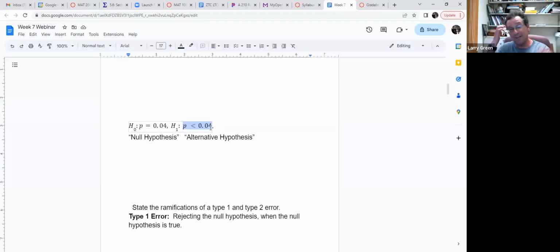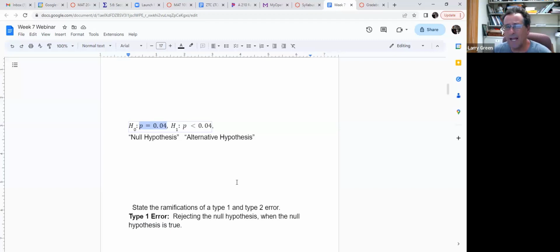You're going to say, we have statistically significant evidence that the proportion of all people who could ever get vaccinated who are going to get COVID is less than 4%. That's what you're going to say. But the null hypothesis was true. You're wrong. It's an error. 4% really do get COVID, even if they're vaccinated. And that's a bad thing, by the way.